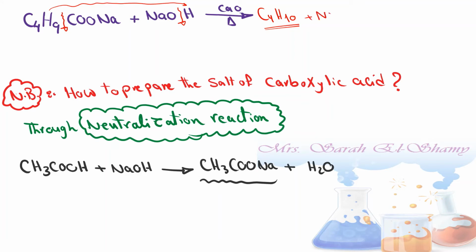Plus sodium carbonate. Now it's time to know how to prepare the salt of the carboxylic acid through a neutralization reaction. So you just need to make this acid, this acetic acid or ethanoic acid, react with sodium hydroxide, which is a base, to give salt plus water. So here is the salt of the carboxylic acid that we need to make our dry distillation process.